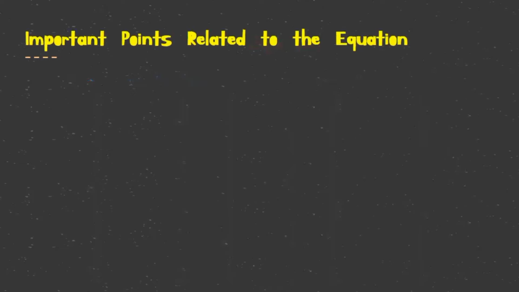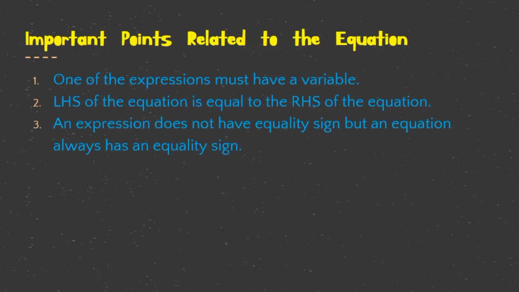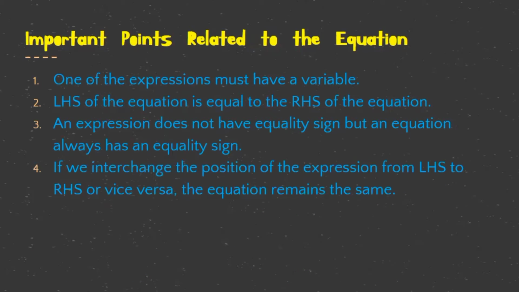Now some important points related to the equation. First, one of the expressions must have a variable, meaning in an equation there should be a variable. This is a must. Second, the LHS of the equation is equal to the RHS, meaning the left hand side and right hand side are separated by the equal sign. Third, an expression does not have an equality sign, but an equation should have an equal sign. Fourth, if we interchange the positions of the expressions from left hand side to right hand side or right hand side to left hand side, the equation remains unchanged.